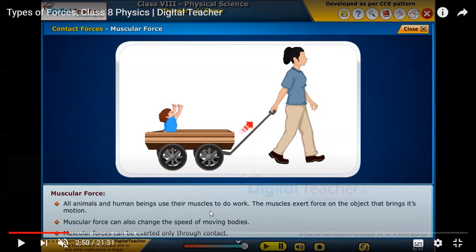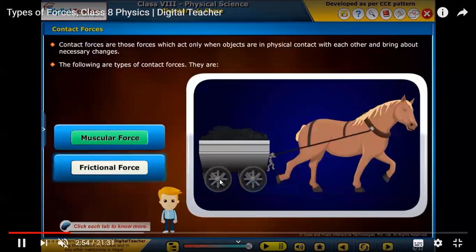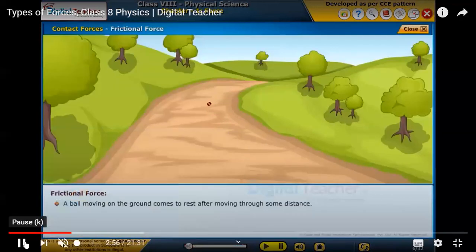The muscles exert force on the object that brings its motion. Muscular force can be exerted only through contact. You can see here, only when there is a contact, there is a muscular force.